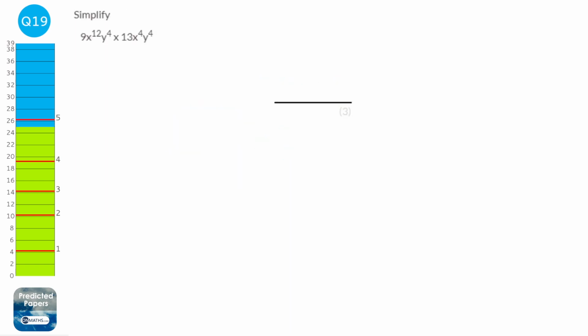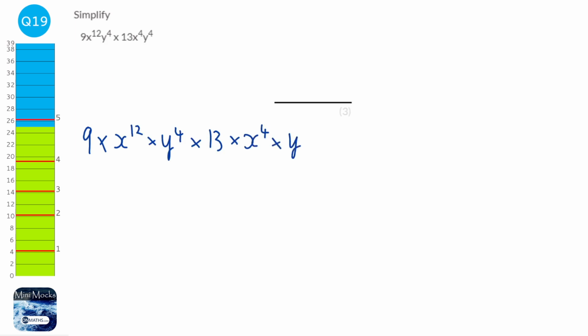There's a lot going on with this question, so what I'm going to do is I'm going to put in all of the time signs that we don't normally show. So we've got 10 times 12x times y to the power 4 times 13 times x to the power 4 times y to the power 4.